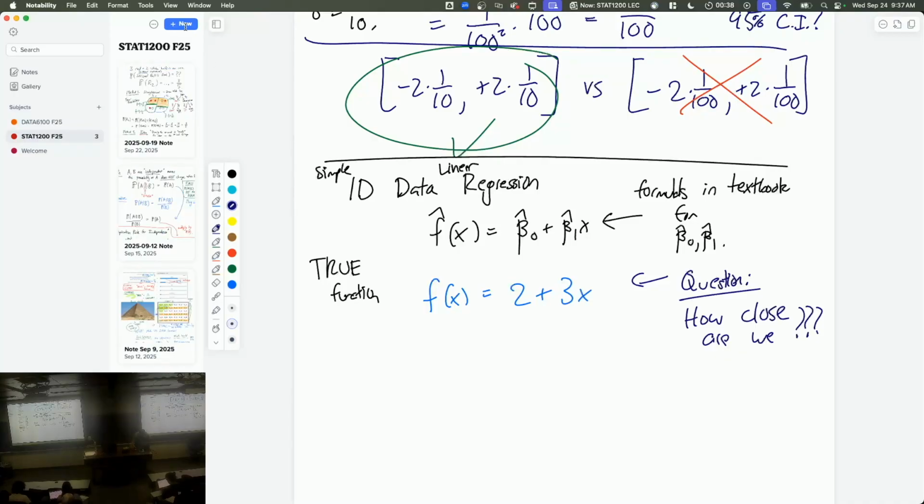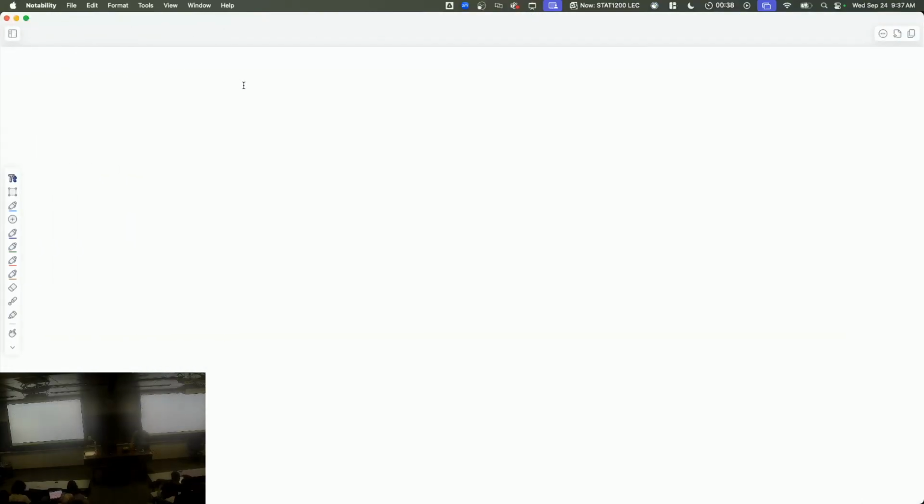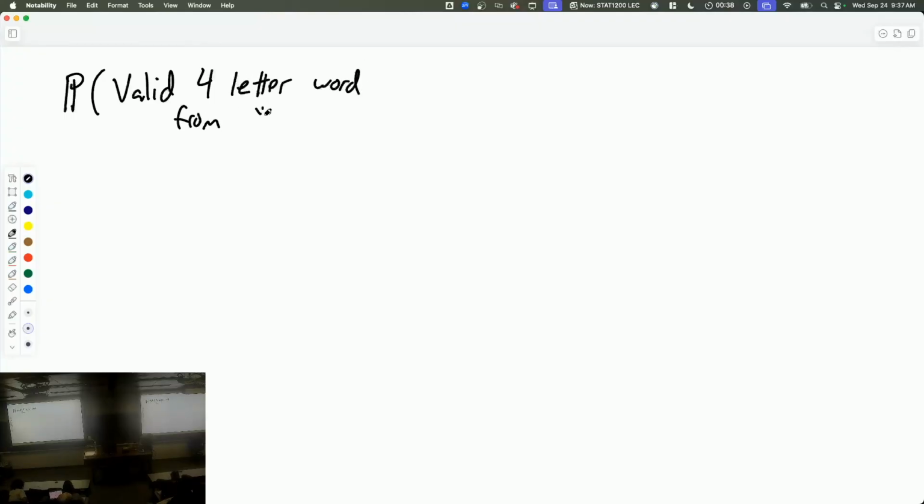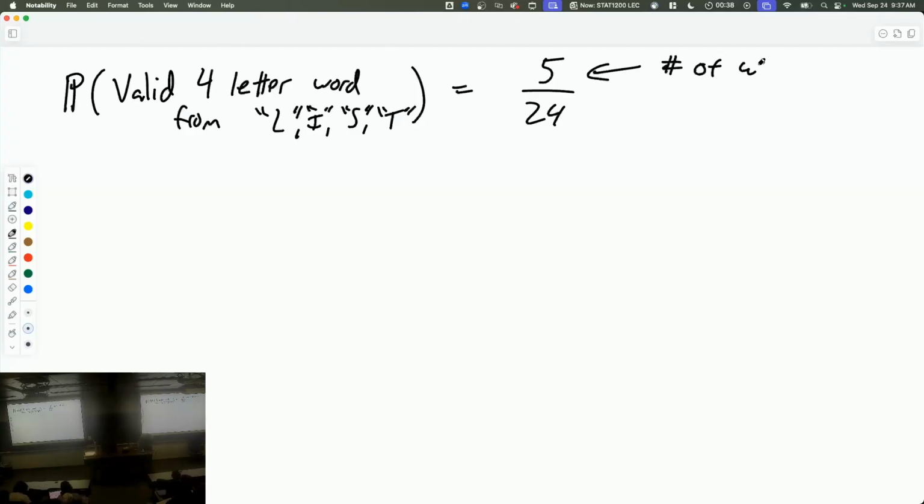Let's do a brand new note for this one. OK, so we want to show the probability of a valid 4-letter word from L, I, S, T is 5 divided by 24. 5 is the number of words we can make. Maybe the number of valid words we can make.